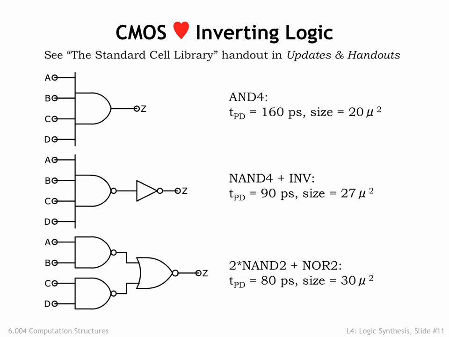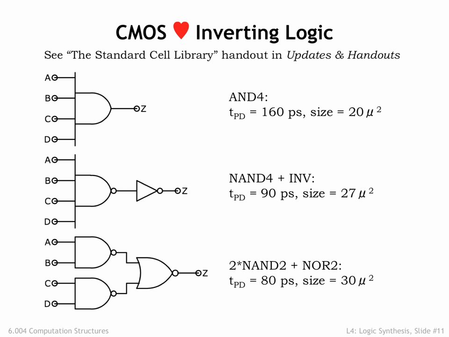The upper circuit is a direct implementation using the four-input AND gate available in the library. The TPD of the gate is 160 picoseconds, and its size is 20 square microns. Don't worry too much about the actual numbers. What matters on this slide is how the numbers compare between designs.